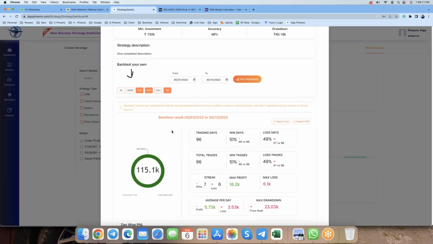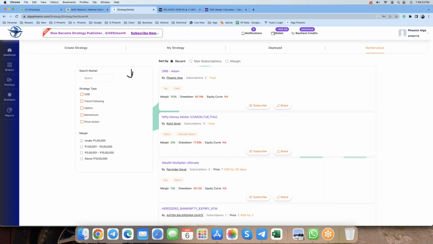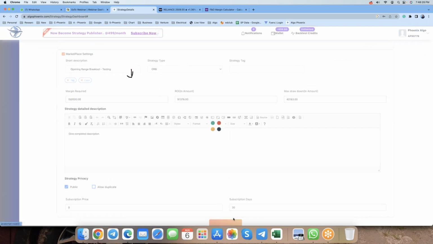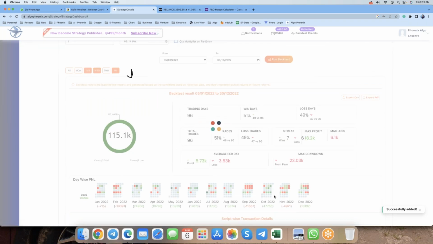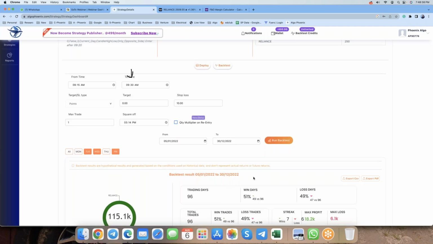Look at it. Same 96 trades. Your profit has gone up to 115k from 90k. Number of trades also got reduced. So this strategy works badly on Monday and Thursday. You should not deploy. You can go to my strategy, edit the strategy, knock off Monday and Thursday, and save the strategy. Now the backtest results are much better. Okay, this is how you can define your own strategy.